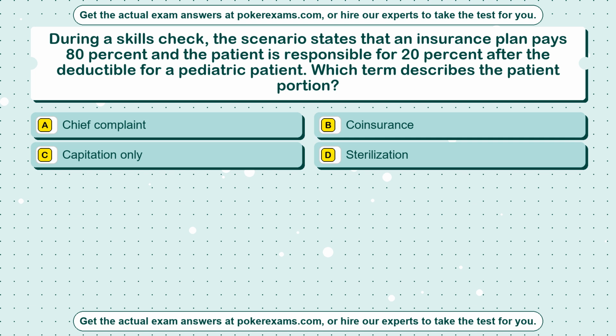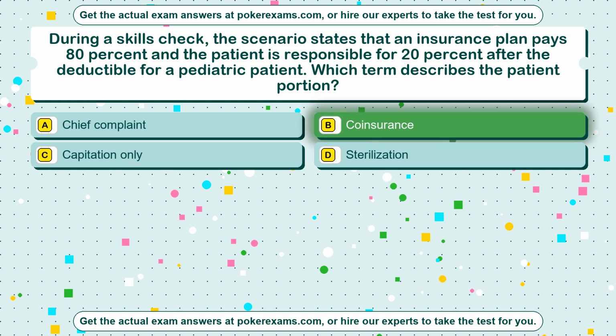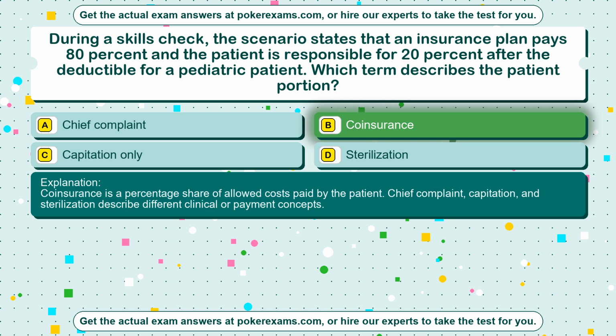Which term describes the patient portion? Option A, chief complaint. Option B, coinsurance. Option C, capitation only. Option D, sterilization. The correct answer is option B, coinsurance. Coinsurance is a percentage share of allowed costs paid by the patient. Chief complaint, capitation, and sterilization describe different clinical or payment concepts.